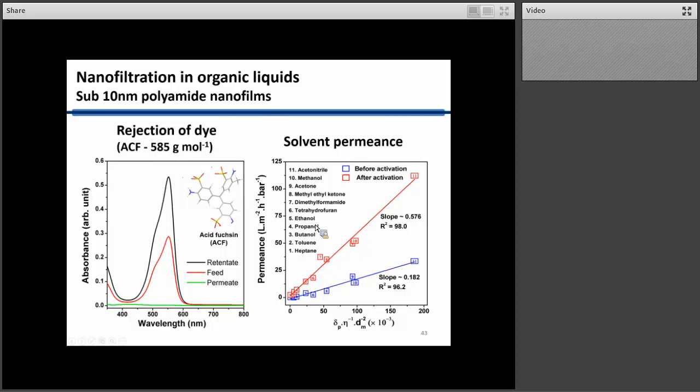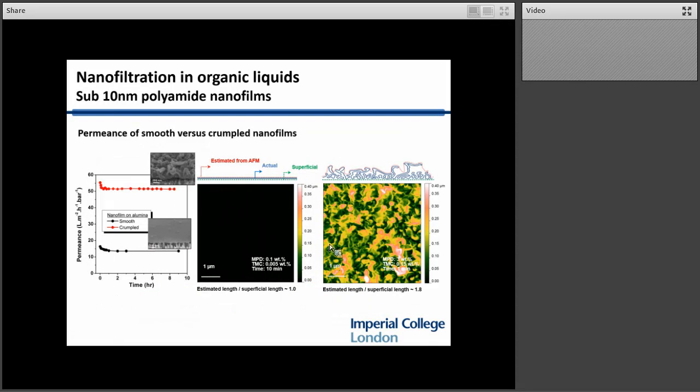And what you can see here is the rejection of a dye. This is the structure of a dye. This is the dye in the feed. If we filter this feed through the membrane, the concentration goes up in the retentate because the dye can't pass through, and there's almost no dye in the permeate. So these very thin polyamide films have very good rejection of solute molecules. We also found that if we treat them with DMF as a solvent, it really improves their flux. So the flux typically goes up by a factor of 3 or 4 from this blue line, where we test the permeance of a number of different solvents, to the red line, which is what we call activated with DMF. So these very thin polyamide films are interesting membranes for organic solvent filtration.